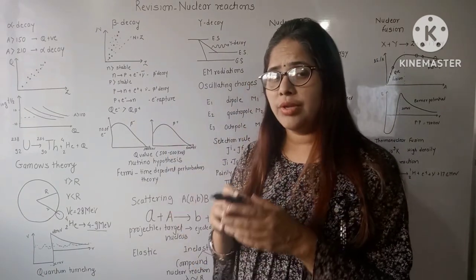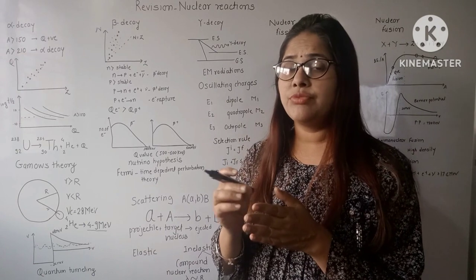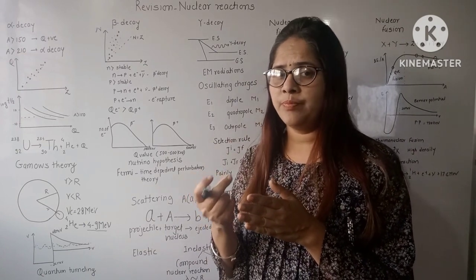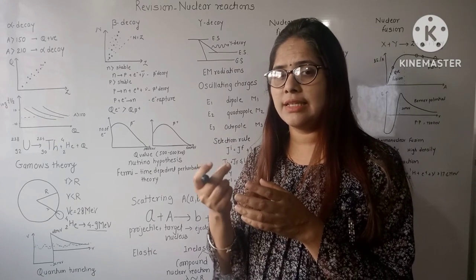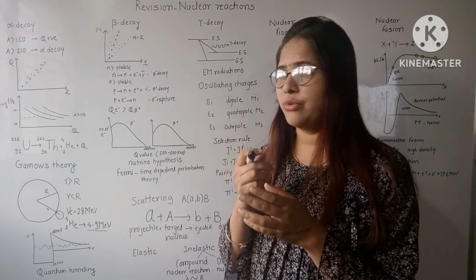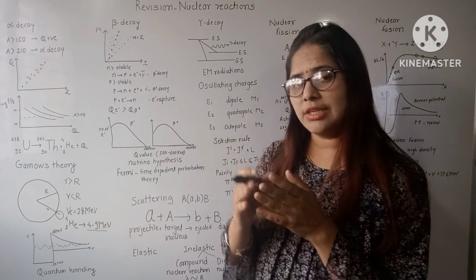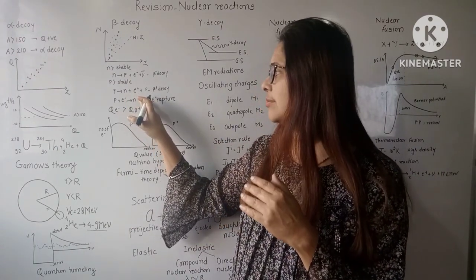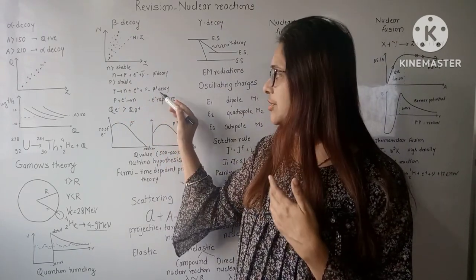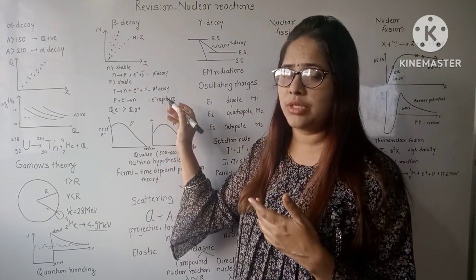Okay, so if there is any nucleus which has excess protons, more than what is required for the stable nucleus, this proton converts itself to a neutron by giving out a positron and a neutrino. So this type of reaction is called a beta decay process.